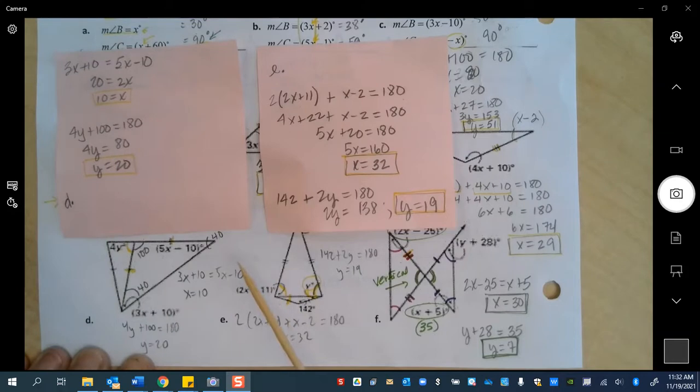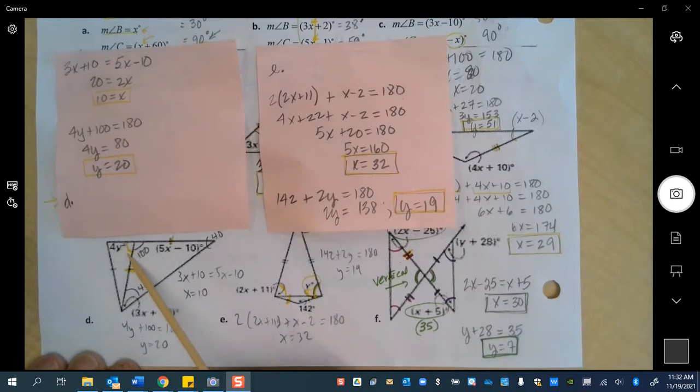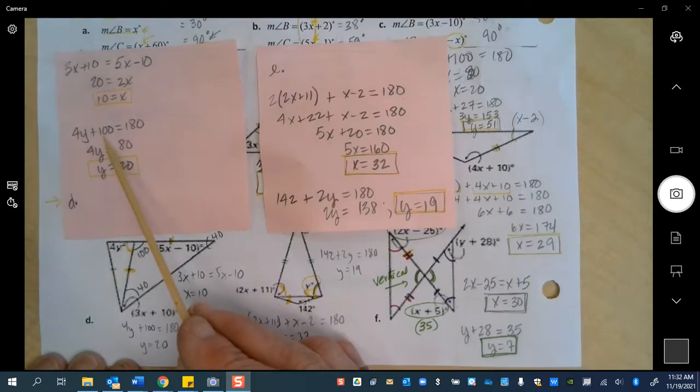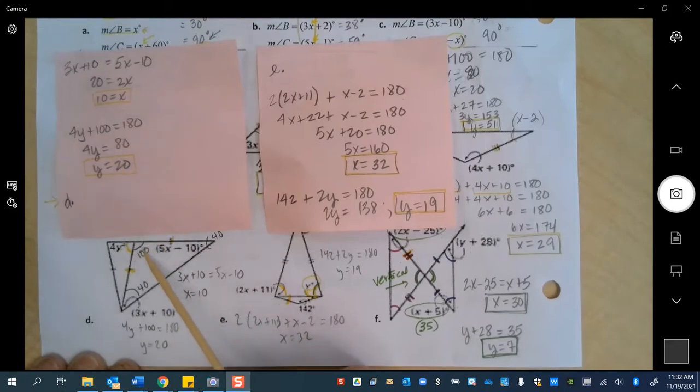Does that make sense? Once I get a value for x of 10, I can go ahead and say this is 50 minus 10, which is 40. This is 30 plus 10. So I can go ahead and call these angles 40. Once I know this is 40 and this is 40, I've got this one being 100. Because this triangle is isosceles, if this is 4y, so is this. So that means that this 4y plus 100 is going to be 180, and that gives me y is equal to 20. Does that make sense now, Philip?